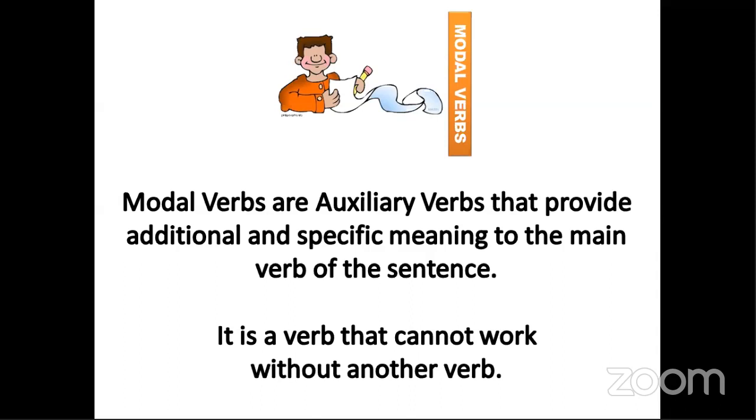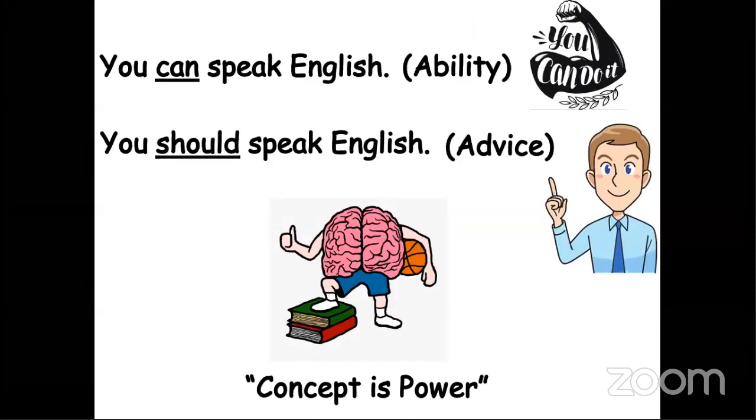Okay. So in the previous examples, when we see you can speak English, speak is the main verb. And what is can? Can becomes the modal verb. You should speak English, again, speak is the main verb and should is the modal verb. The only difference is in both the places, in these two different situations, we came to know the mood of the speaker, whether the speaker is trying to talk about your ability or whether the speaker was trying to give you advice.